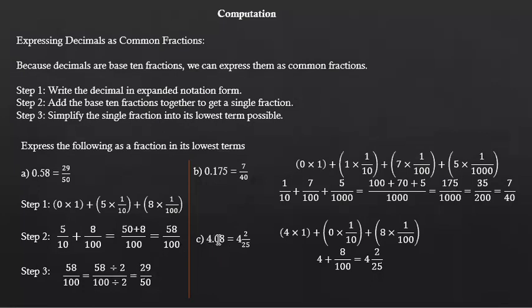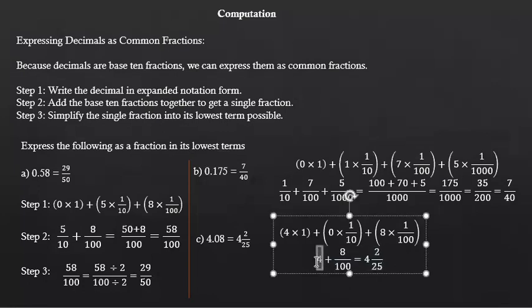Then we have 4.08. In all the examples previously, within the ones column, we had 0. Here we have 4. So this is now going to be 4 multiplied by 1, plus we have 0 in the 10th column, so it's going to be 0 multiplied by 1 over 10. And we have 8 in the 100th column, so it's going to be 8 multiplied by 1 over 100. So we get 4 plus 8 over 100.